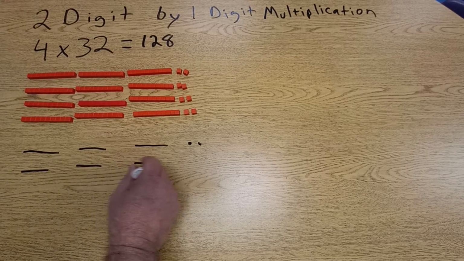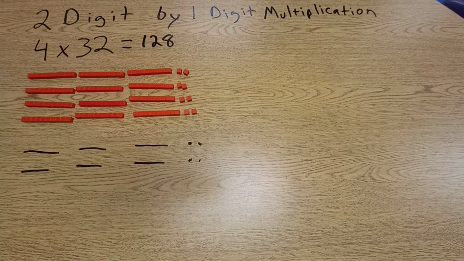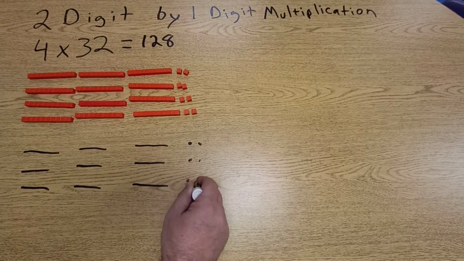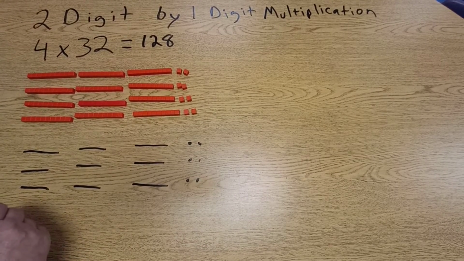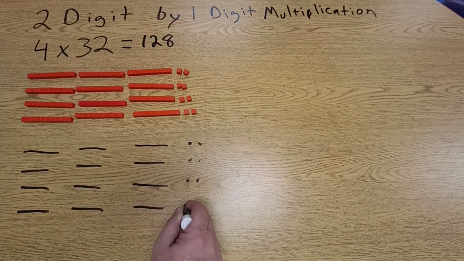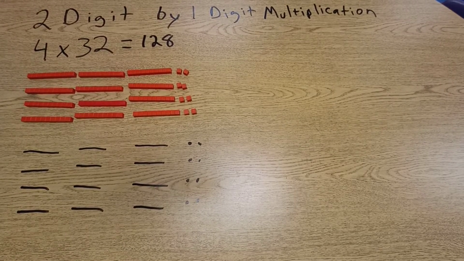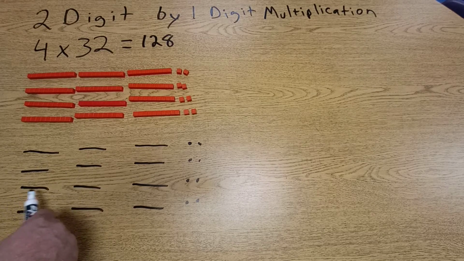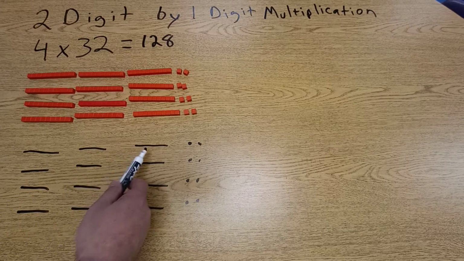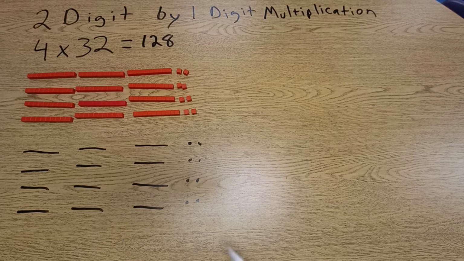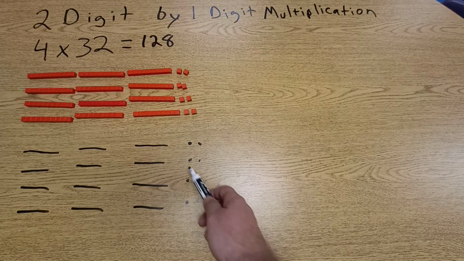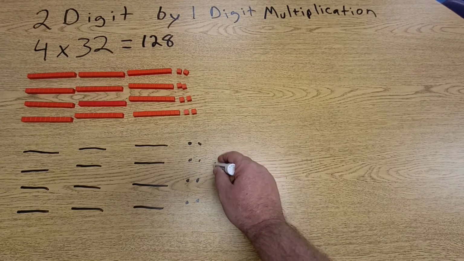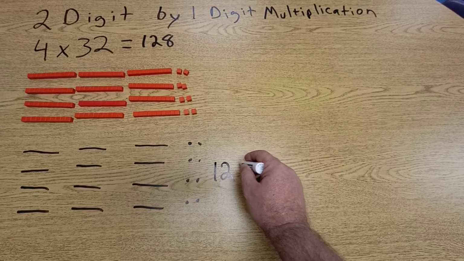1, 2, 3, and 2, that's 32. That's twice. 10, 20, 30, and 2, that's 3 times, and 10, 20, 30, and 2, that's 4 times. Same thing, I'll count it out, the same way we did our base 10 blocks. That's 10, 20, 30, 40, 50, 60, 70, 80, 90, 100, 110, 120, 121, 122, 123, 124, 125, 126, 127, 128. So 128 using the pictorial model.